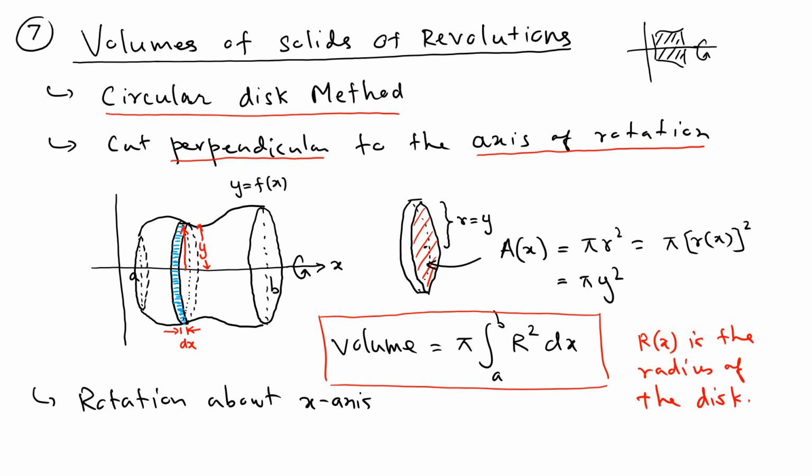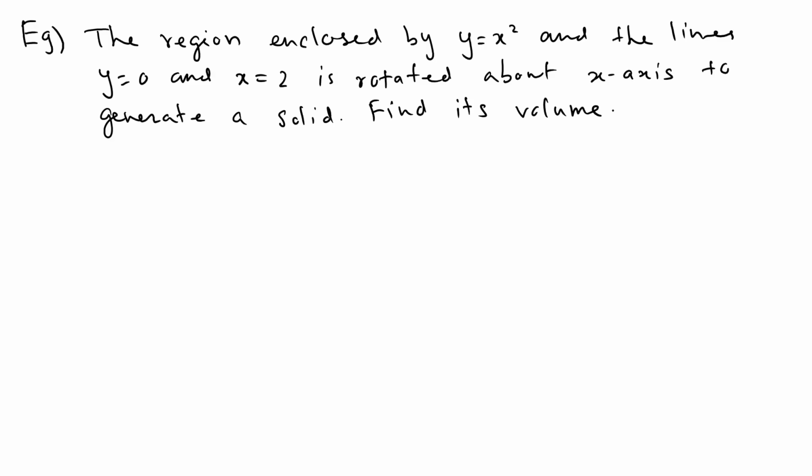As the first example, let's do this problem. The problem says: the region enclosed by y equals x squared and the lines y equals 0, which means the x-axis, and x equals 2, is rotated about the x-axis to generate a solid. Find its volume. The best thing would be to draw the situation. It is in the first quadrant, so we're going to draw it.